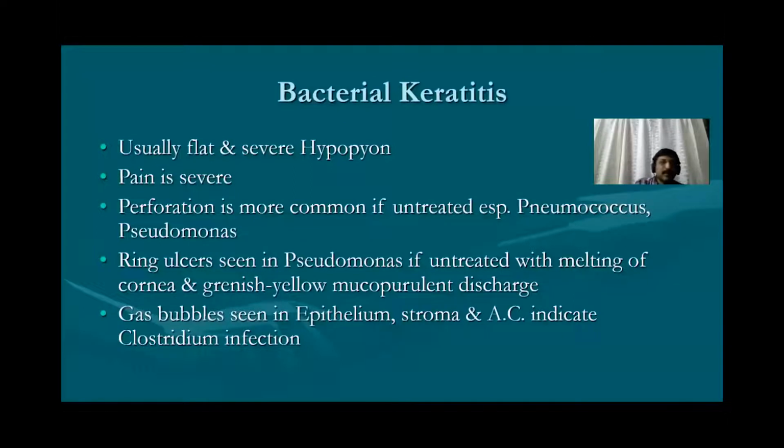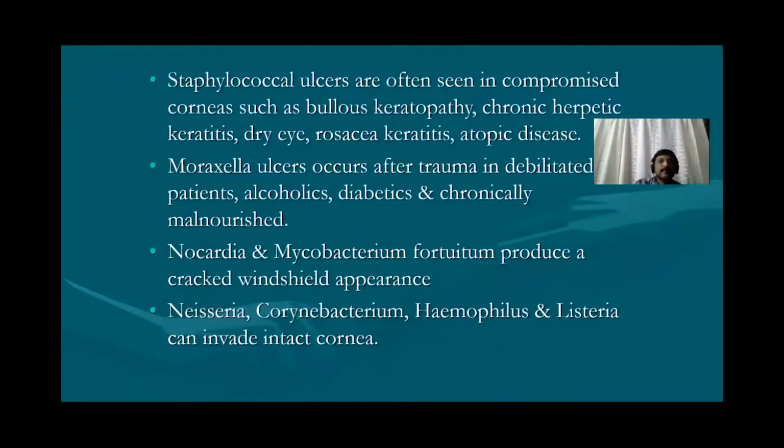Bacterial keratitis diagnosis is very simple. Usually there will be a flat and severe hypopyon. The pain is very severe. Perforation is more common if it's untreated, especially in pneumococcus and pseudomonas. Ring ulcers are seen in pseudomonas, and if it is untreated, with melting of the cornea and greenish and yellowish mucopurulent discharge seen. If gas bubbles are seen in the epithelium, stroma, and anterior chamber, it indicates Clostridium infection.